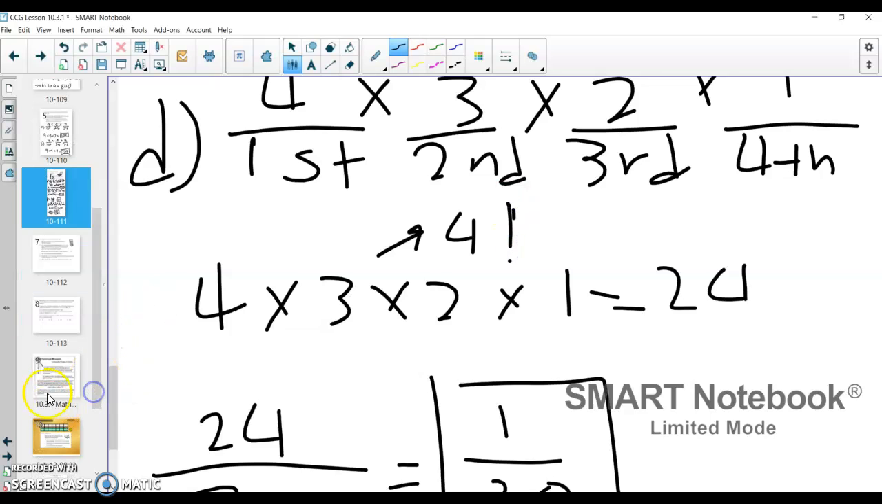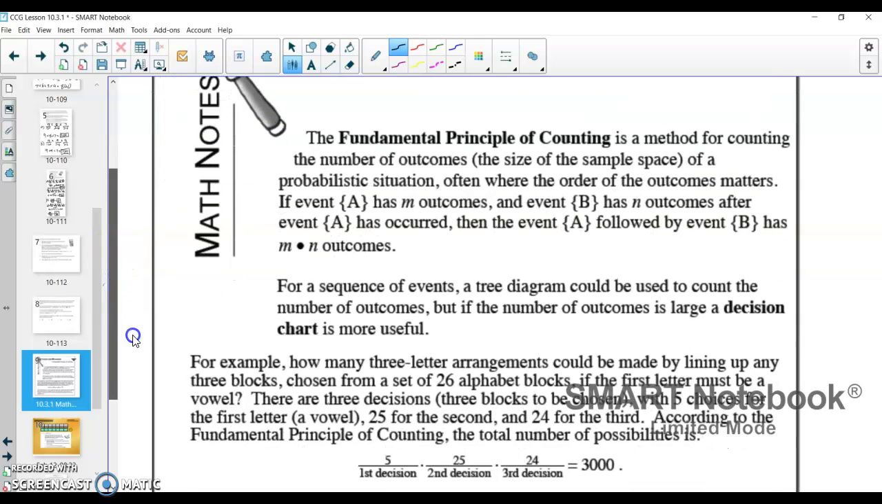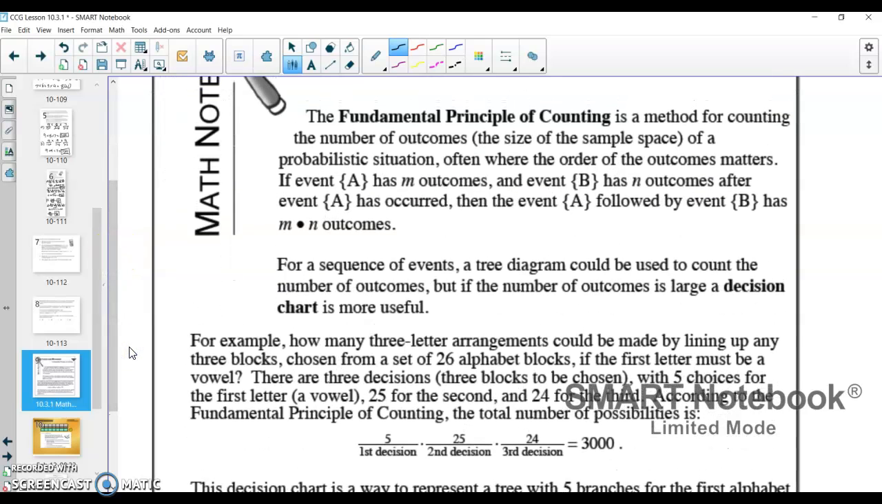Make sure you take a look at this math notes box. Either pause it here and look at it, or go to the ebook. And if you have any questions about the fundamental principle of counting or decision charts, please email me and let me know.